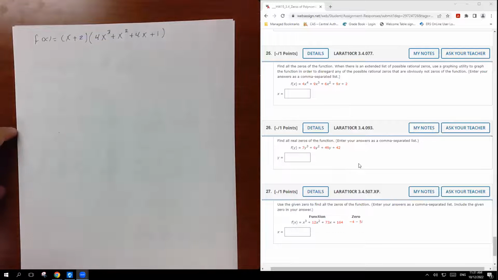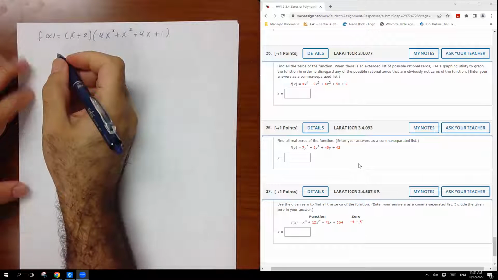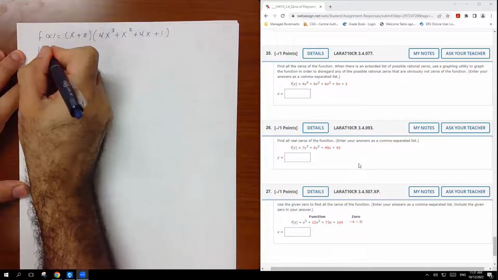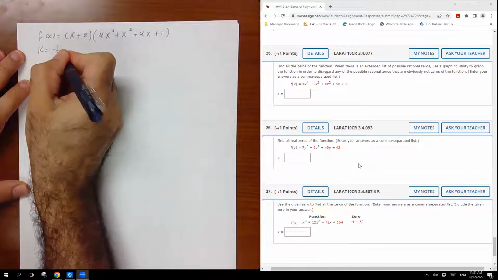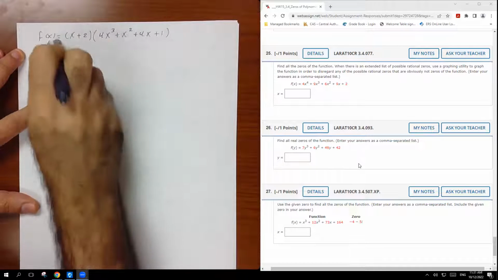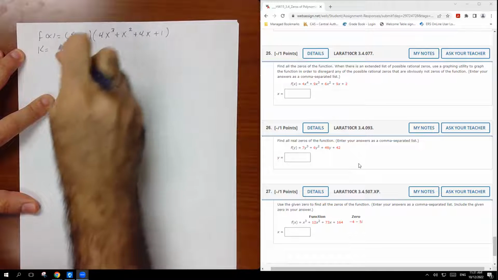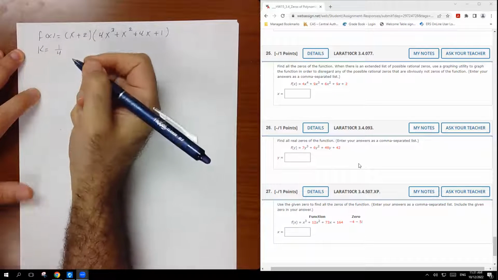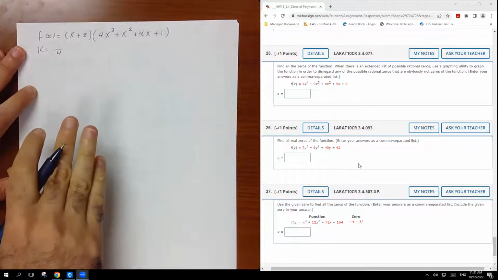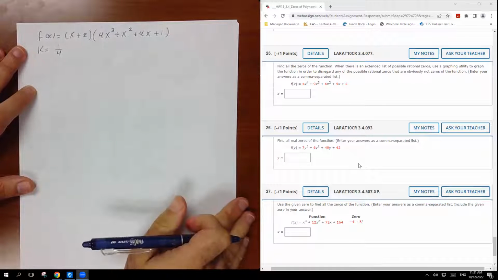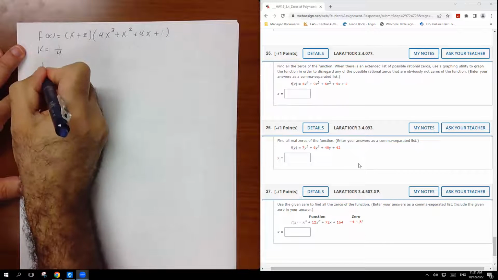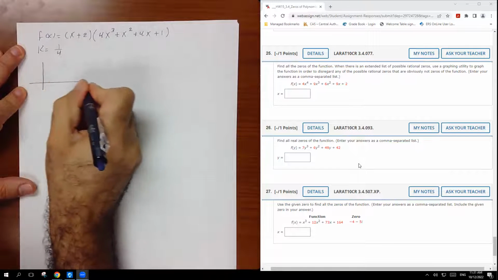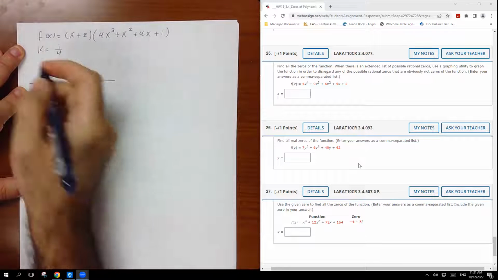Let's keep going on this example. Then I'm going to use now k equal 1/4. I'll use the positive first. If it's not going to work, I'm going to go to the negative. If it's not, I'm going to go to the 1/2. If it's not, I'm going to go to the -1/2. So I'm going to use 1/4 only on this part.